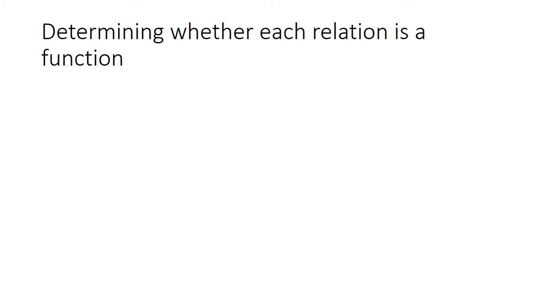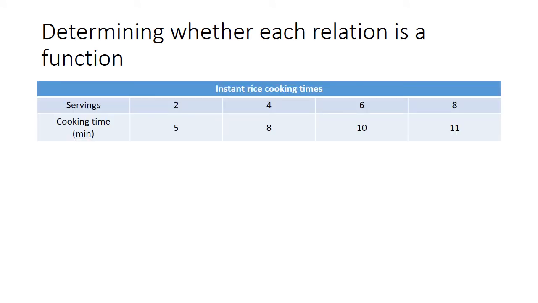All right, so let's determine whether a relation is a function. So here we have instant rice cooking times. We've got our serving, and we've got our cooking time. So is this relation, where this is our x value and this is our y value, a function? This one is a function because you can see that our x's only correspond to one y. If you had 2 servings and it could take 5 minutes, or it could take 8, then it wouldn't be a function. But this one is a function.